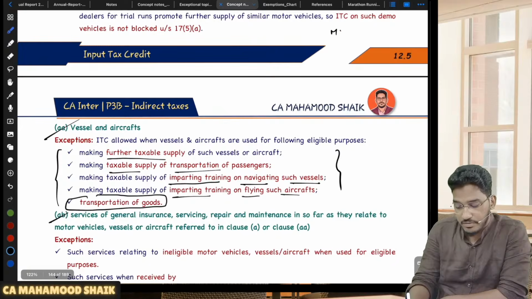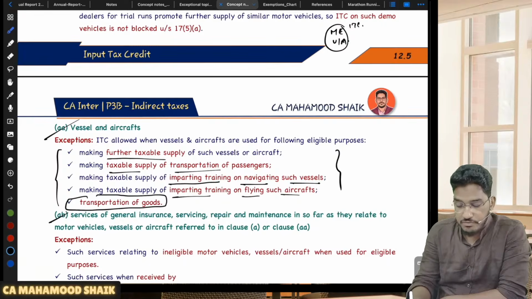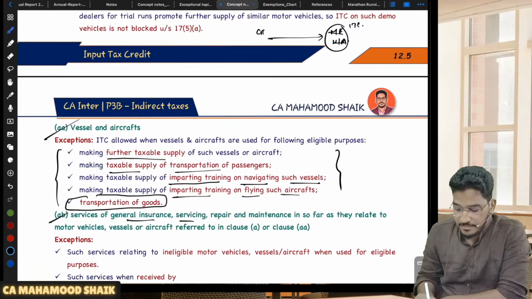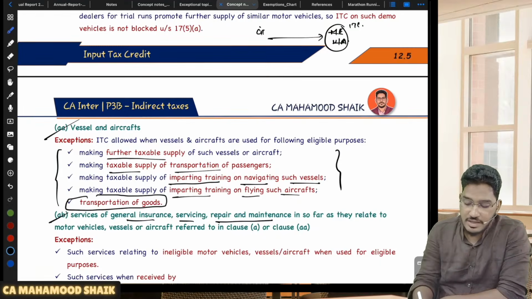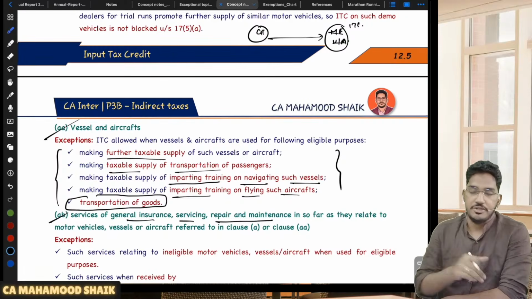If you are purchasing an ineligible motor vehicle, vessel or aircraft, and ITC on that purchase is blocked, then even on whatever expenses you incur on general insurance, servicing, repairs and maintenance, if you have paid GST, you can't avail the input tax credit on those services also.